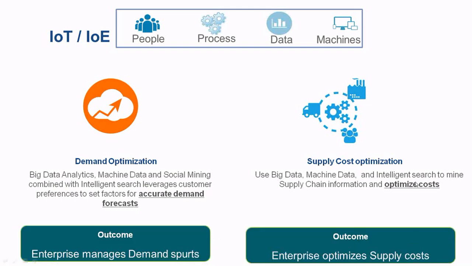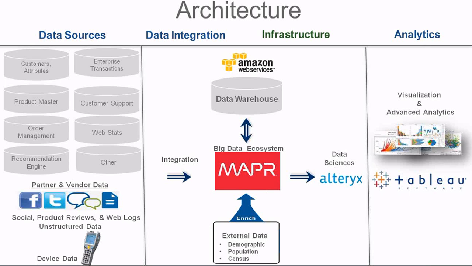Now, when you leverage this, essentially what you are getting is an outcome which is a better demand projection and a better supply cost projection. What's the underlying architecture that we are leveraging for this? So here is the reference architecture.